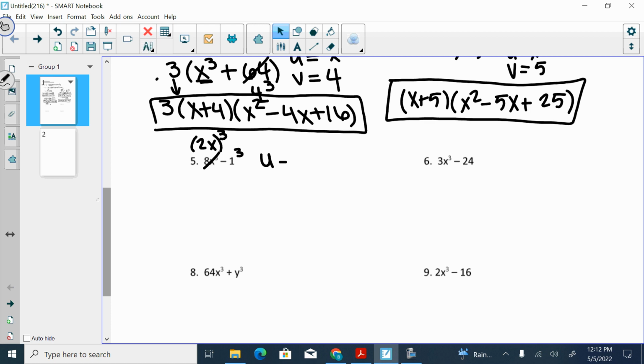So what is our u? 2x. Very good. And what is our v? Very good. This one has a minus in between, so we're going to want to use the bottom formula. Okay? So, in that formula, we're supposed to have u minus v. What's that going to be for us? Very good. Times u squared. What's that going to be for us?